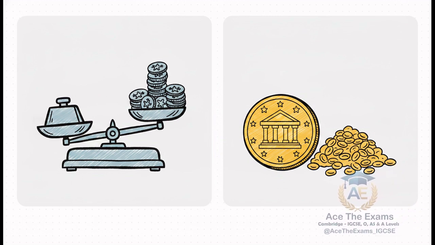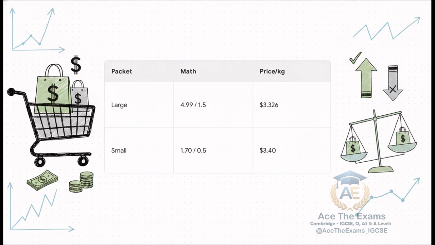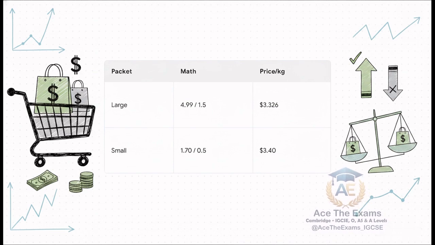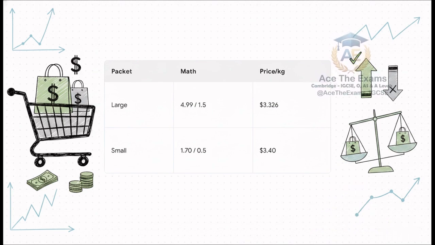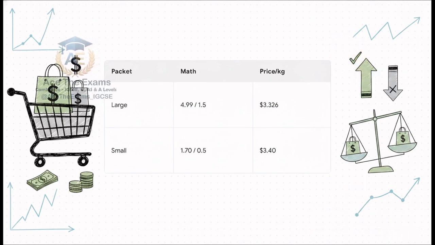Both work perfectly. Let's break down Method 1 step by step. For the larger 1.5 kilogram packet, we take the price, $4.99, and divide it by the weight, 1.5. This gives us roughly $3.326 per kilogram. For the smaller packet, we have to convert the 500 grams to 0.5 kilograms first. Gotta make sure our units match. Dividing $1.70 by 0.5 gives us exactly $3.4 per kilogram. Comparing the two, 3.326 is slightly less than 3.4, so the crucial takeaway is that the larger packet costs slightly less per kilogram, making it the better value.